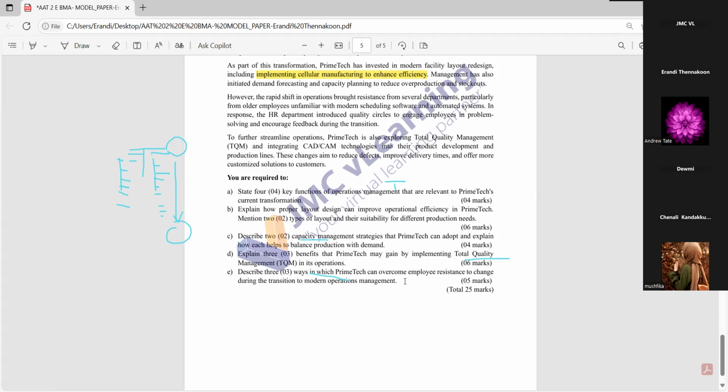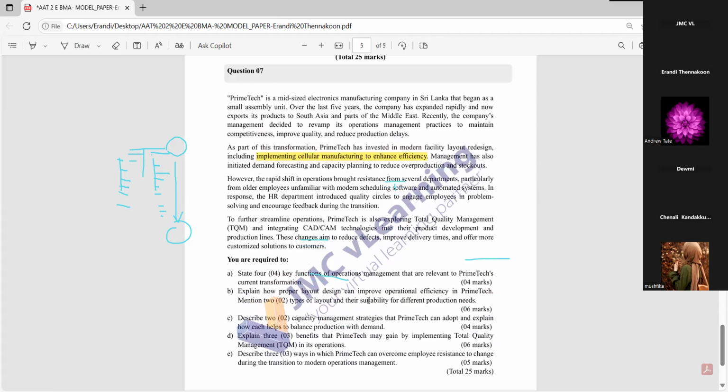Like you can offer upskilling for employees unfamiliar with technology, like scheduling software, CAD/CAM systems, right? And then clear communication with your employees. So you have to describe that as well. So you can go for that kind of answers, right? So this is how you should answer when it comes to this kind of question. So you have to show your examiner, like, I have a good idea about the question, this context, right? You have to align your answers according to the context, right?